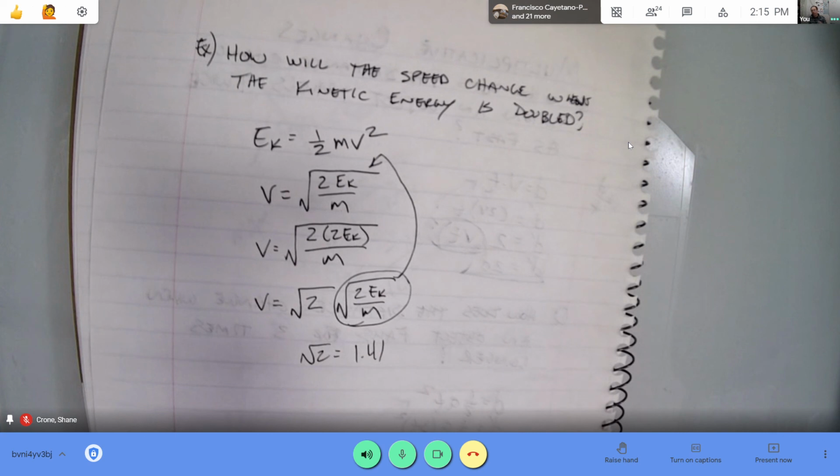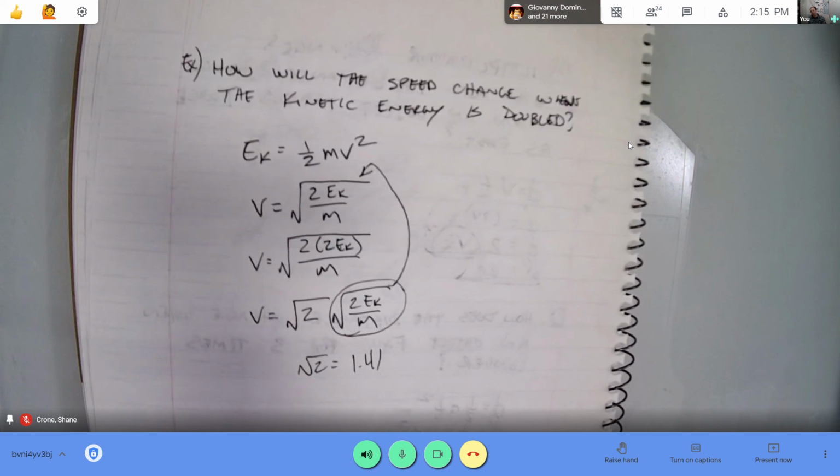So instead of doubling the velocity, I only need to add 40% or 41%. If I increase the velocity by 41%, I will double the kinetic energy. And that is not obvious if you just look at the equation. You have to actually work it out and think about how it's going to work. So this is the basic principle for multiplicative change. I don't think that conceptually this is that difficult, but it's easy to get lost in the math.